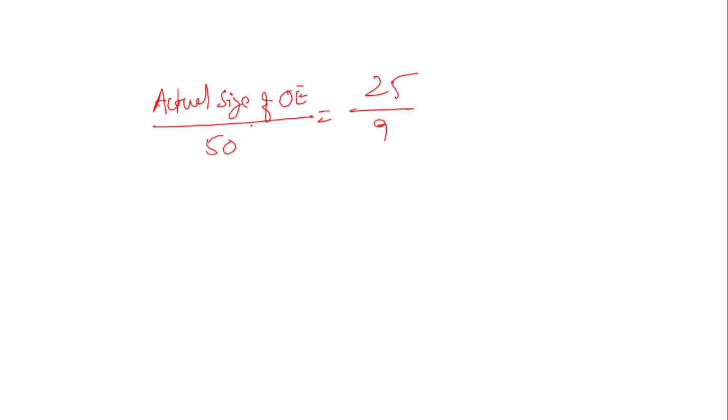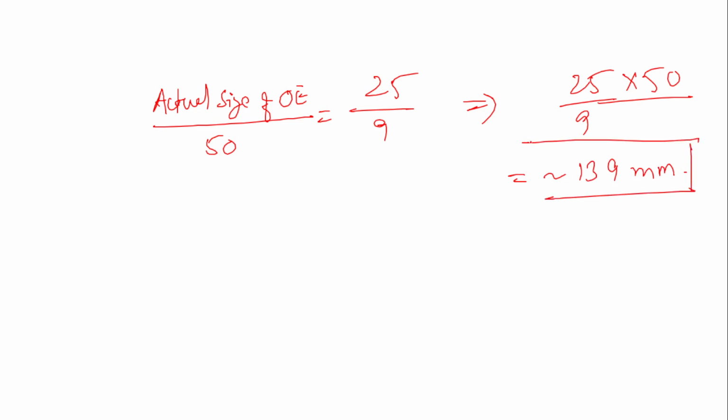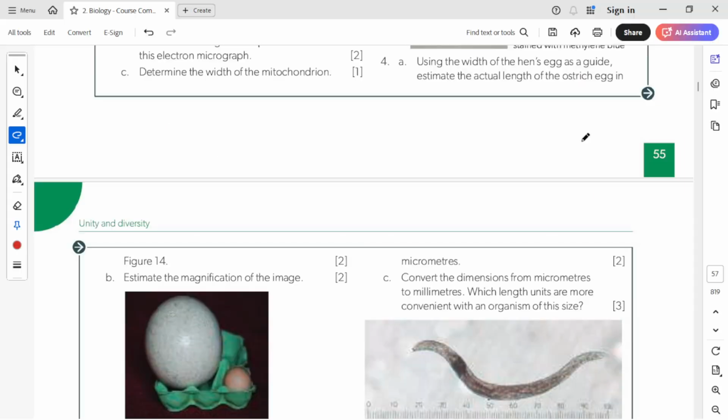So if I want to find this out, the next step will be 25 upon 9, and this 50 will come here, so into 50. If we do the calculations, you can find the size, which is approximately 139 millimeters. Okay, so this is how we can find out using the ratios.